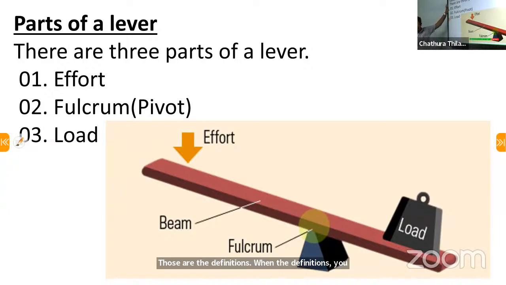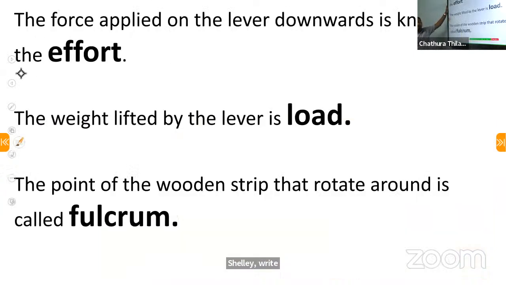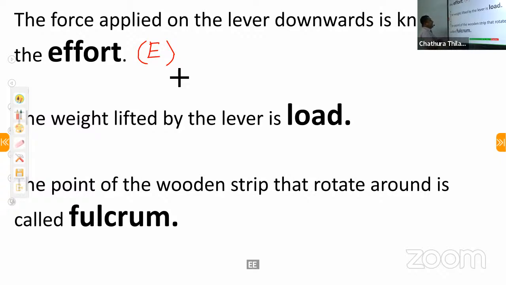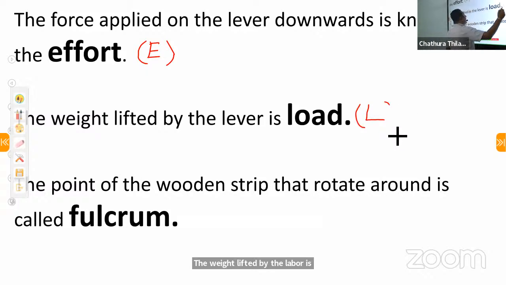Shall we write? Look at that. The force applied on the lever downwards, that is the effort. E. The weight lifted by the lever is load. L, load. The point of the wooden strip that rotates around, the fulcrum. F.